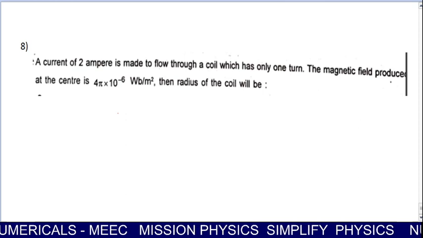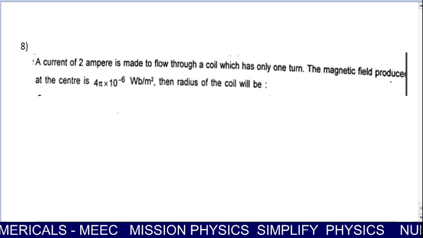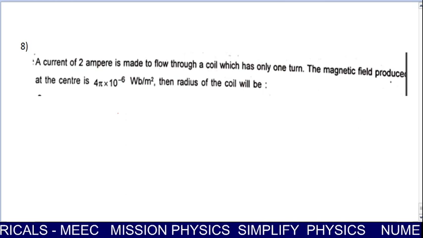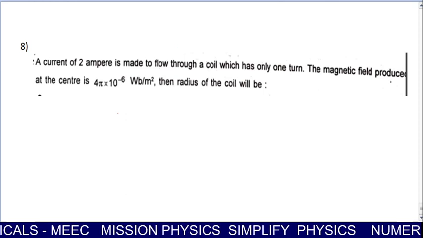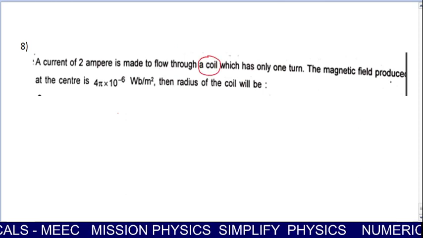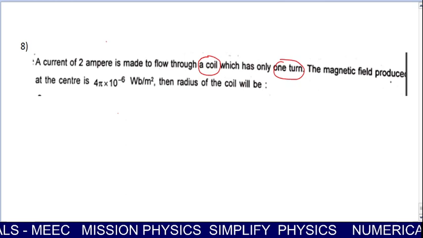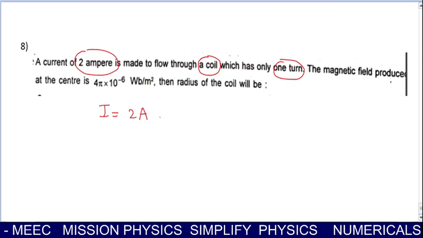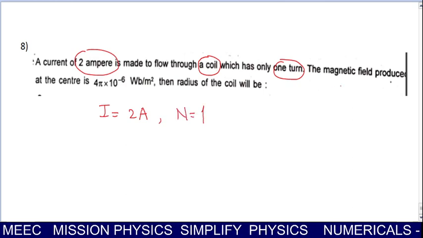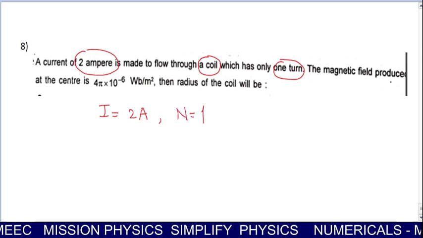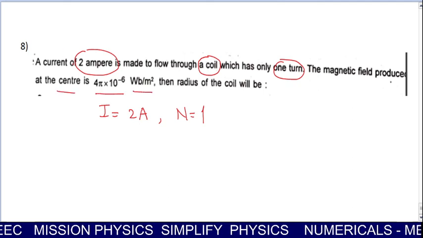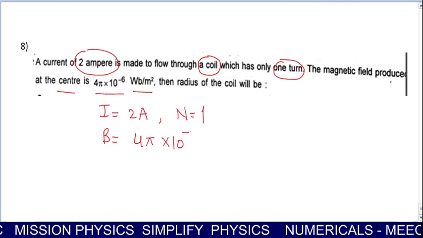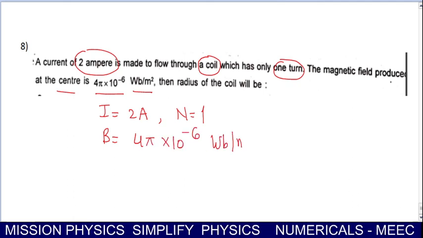Question number 8 says that a current of 2 ampere is made to flow through a coil which has only one turn. So आपको एक coil given है और एक ही turn है. Then current is 2 ampere, so we can take I equals 2 ampere. Number of turns is 1. The magnetic field produced at the center is 4π into 10 to the power minus 6, that is B is 4π into 10 to the power minus 6 Weber per meter square.